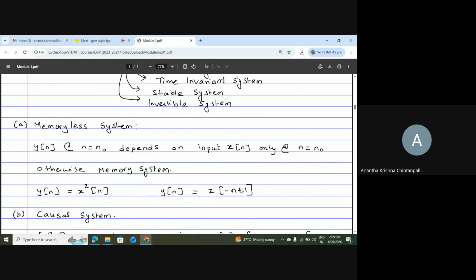Okay, now if I put n is equal to 3, then this is x of -2. It depends upon the previous or the past values of the input. So this is going to be a memory system.